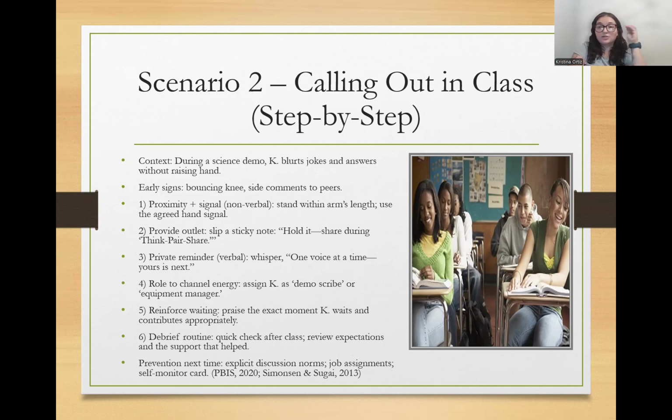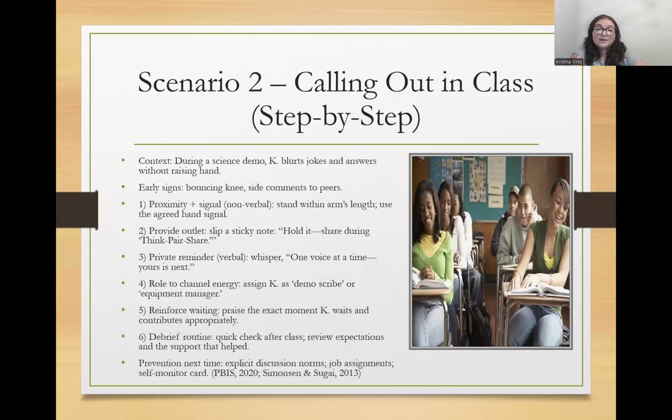So maybe you and your class already came up with a hand signal before. Provide an outline. You slip a sticky note so no one sees it. Hold it to share during think pair share. So maybe we're already going to talk about that during think pair share, where you think about it, you pair up with each other and then you share. So that's just giving her that reminder.